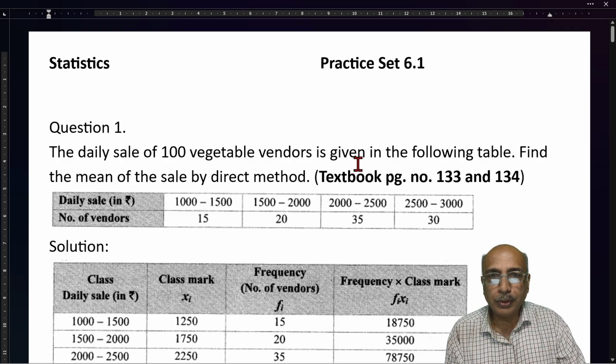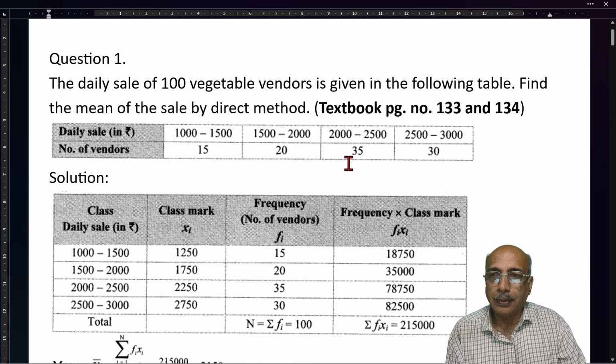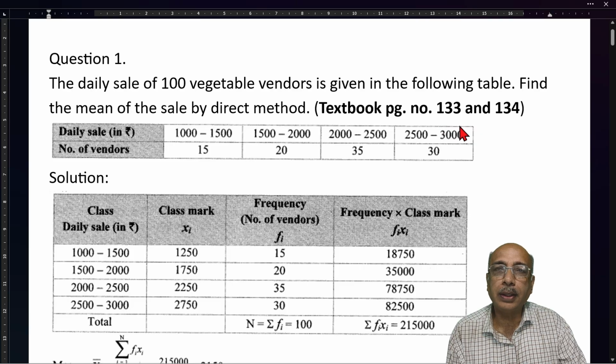Today we are going to study practice set 6.1. Question 1. The daily sale of 100 vegetable vendors is given in the following table. Find the mean of the sale by direct method. This question is given on the textbook page number 133 and 134.